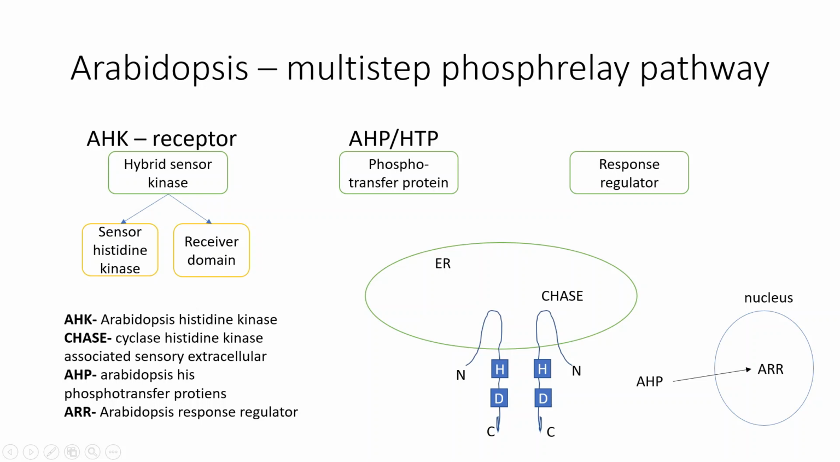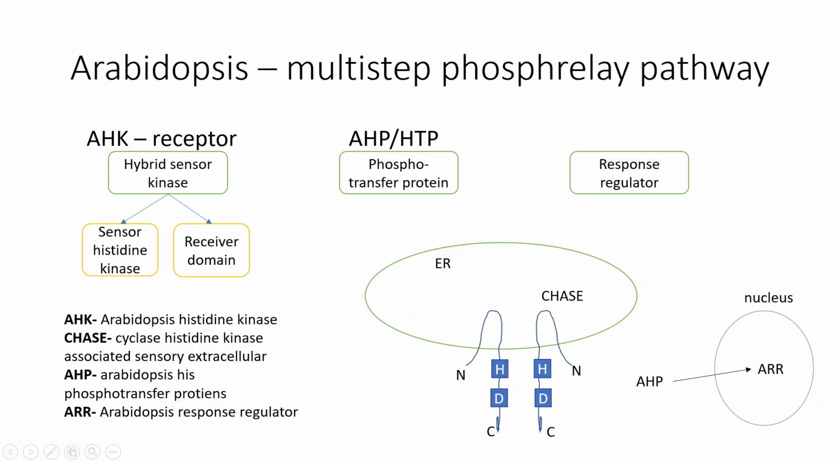The receptor is present in the form of a dimer, and inside the endoplasmic reticulum membrane is the CHASE domain of this receptor. CHASE is cyclase histidine kinase associated sensory extracellular. Here cytokinin binds, and when cytokinin binds to the CHASE domain, it gets activated, and the histidine gets autophosphorylated with the help of ATP. Then the phosphate is transferred to the receiver domain, which has aspartate.